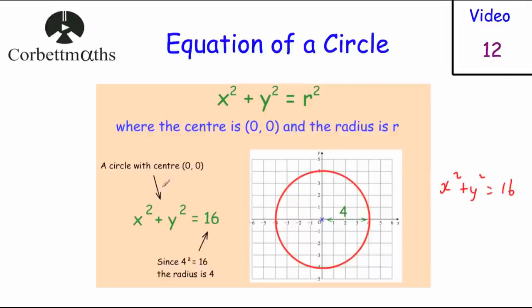And if we were to look at the revision card, that's what this says. It says it's got a center of 0, 0. And since 4 squared is equal to 16, the radius is 4. So that's it. So that's the equation of a circle.